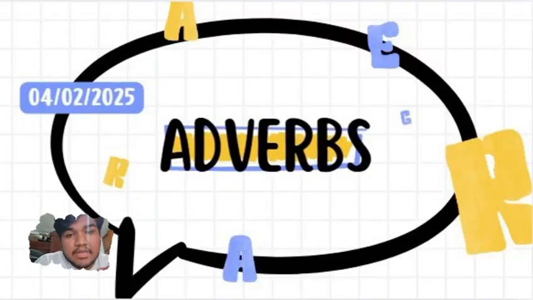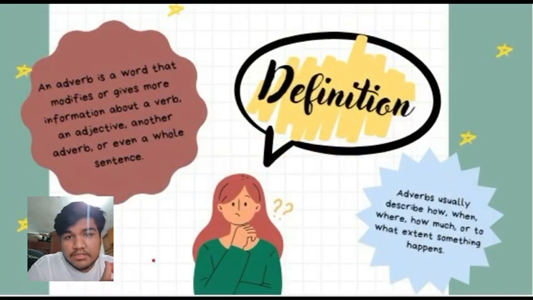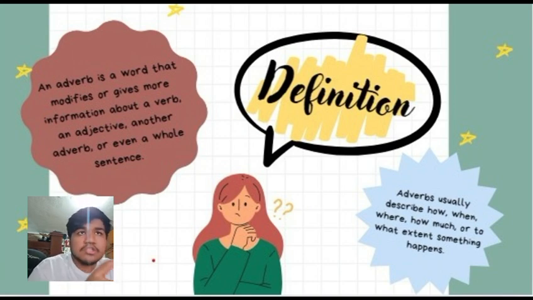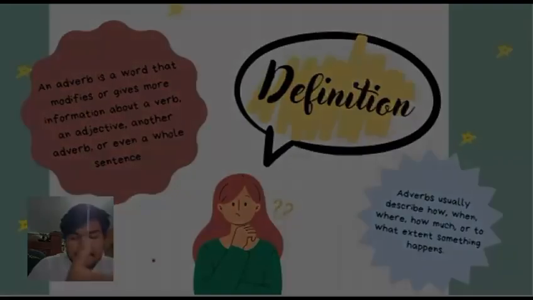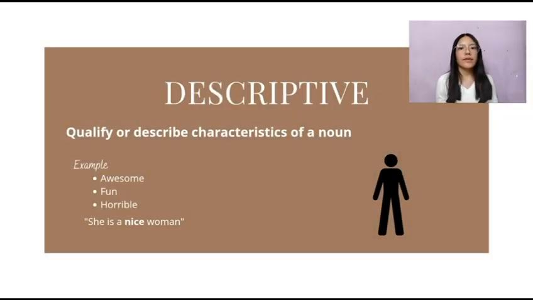An adverb is a word that modifies or gives more information about a verb, an adjective, another adverb, or even a whole sentence. Adverbs usually describe how, when, where, how much, or to what extent something happens. Now let's have a look at the types of adjectives.